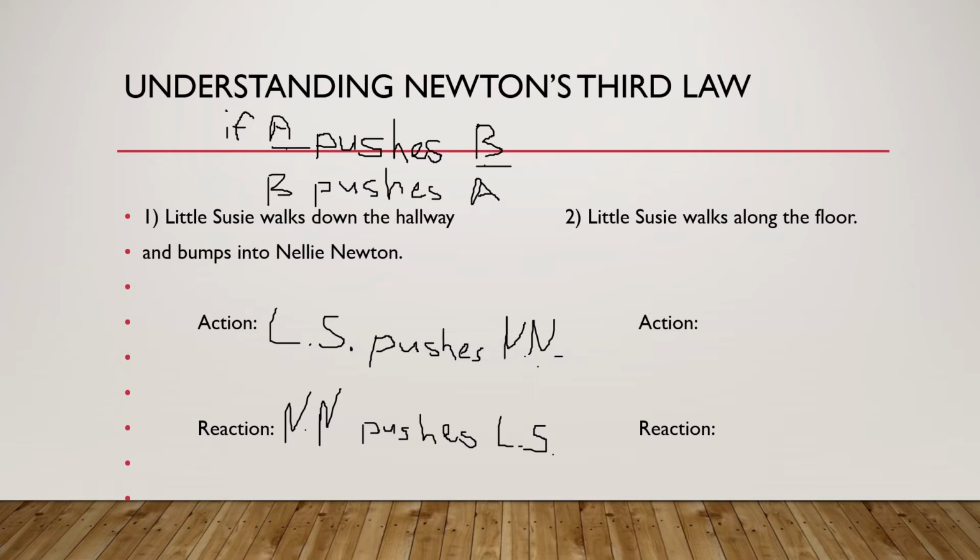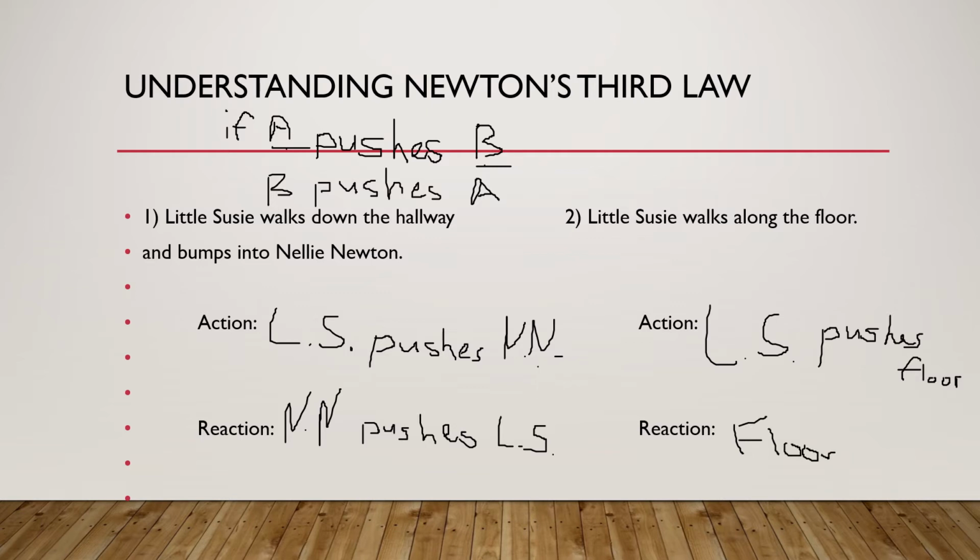In these first few questions, it's really obvious. Let's look at the second one. Little Susie walks along the floor. Action. Little Susie is the first object. Walks. What is the verb we're going to use? We're going to use the word pushes. Little Susie pushes the floor. Action. Reaction. The floor pushes little Susie.